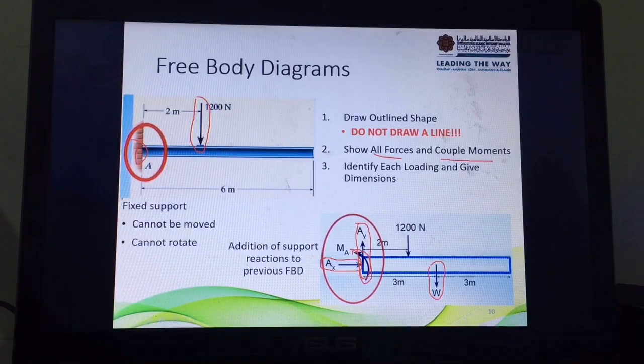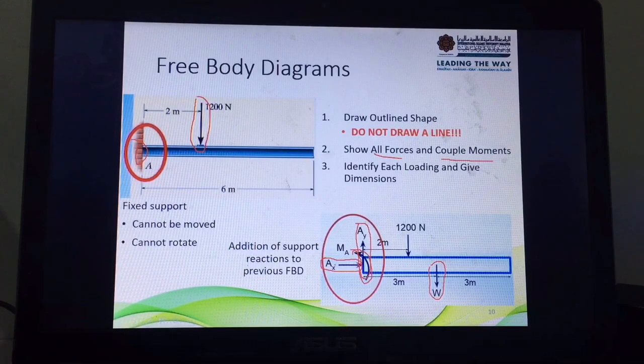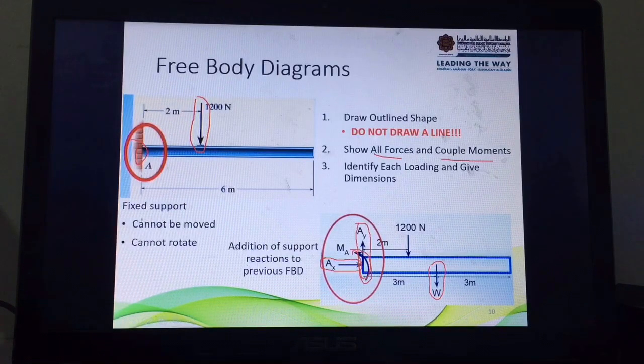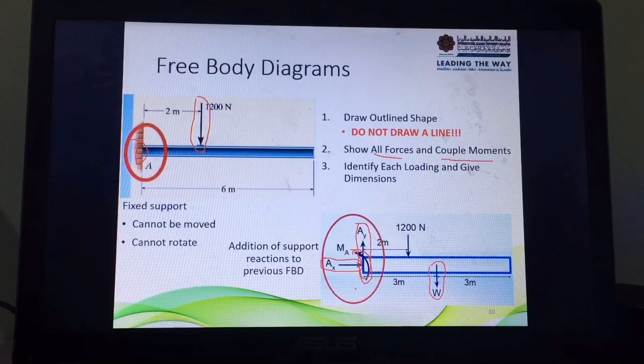So again, as a recap for point A here, the fixed support. Fixed support cannot move, cannot rotate. It doesn't move in X, it doesn't move in Y, in the horizontal and vertical direction. So that's why we have AX and AY. And the fixed support cannot rotate. So that's why you have the couple moment MA. Okay, if it is a pin, then basically it cannot move. It has AX, AY, but it can rotate. So there is no MA for a pin. Alright.